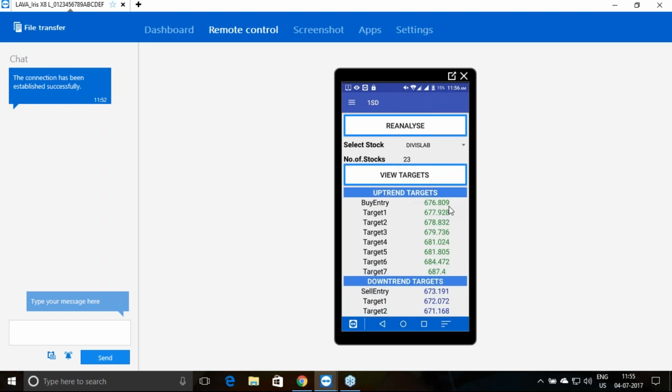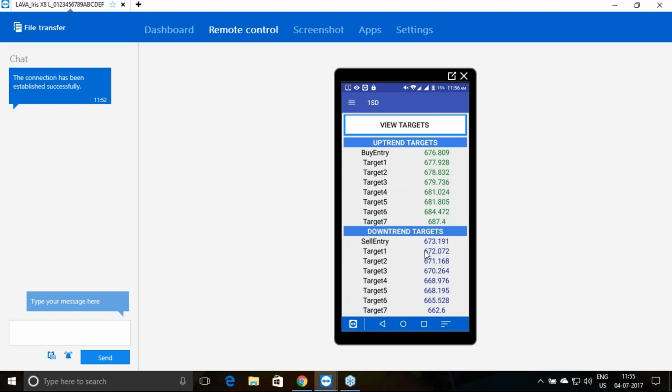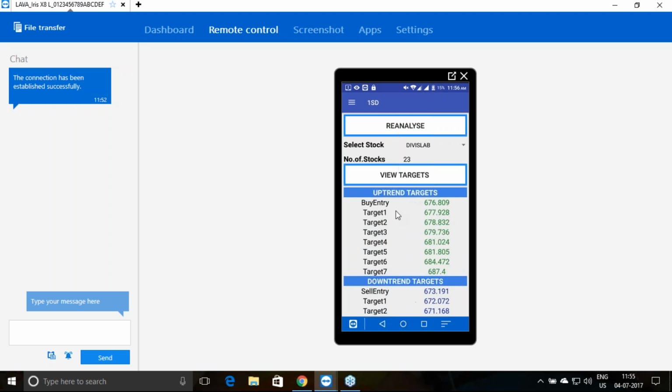Since it has given an uptrend breakout, here I am going to buy, and this will be my stop loss at 673. Below that, the downtrend will start. So I will follow these levels.